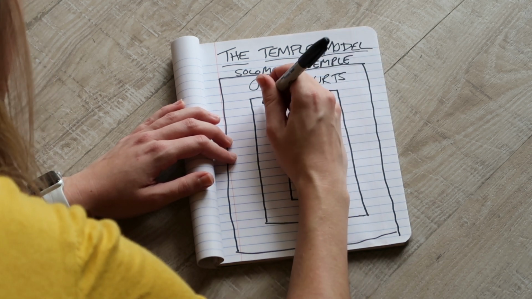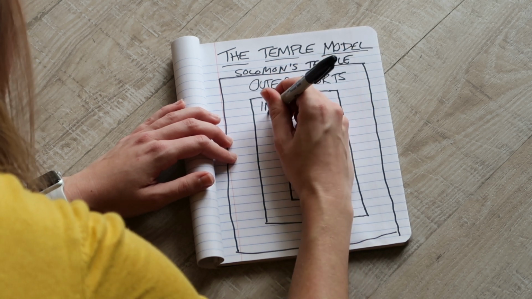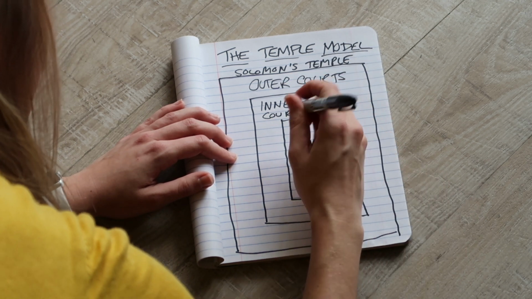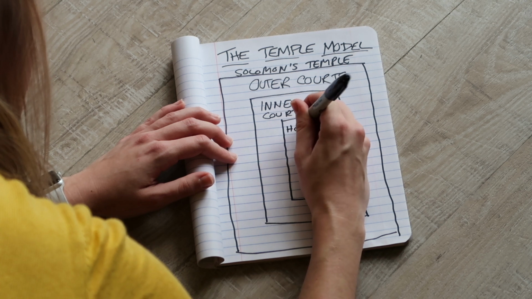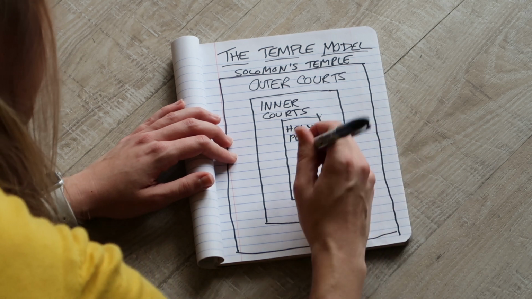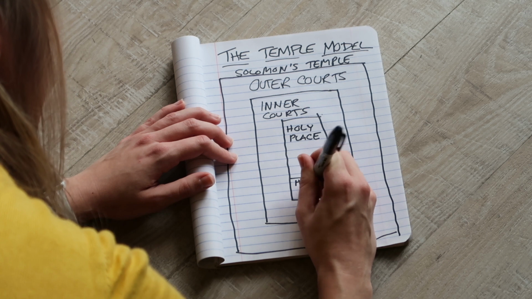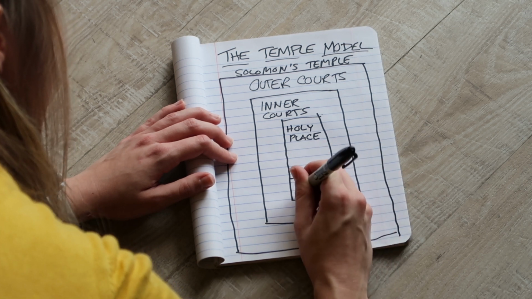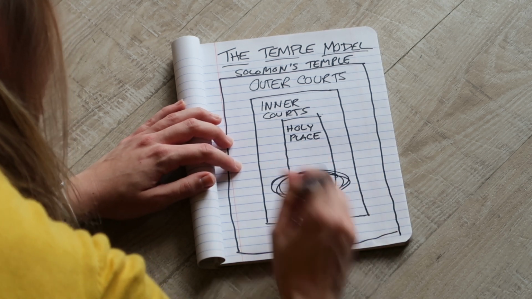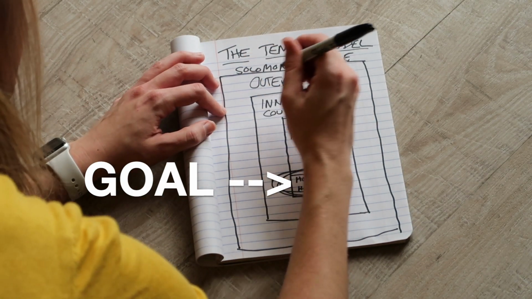And the second court is what we would call the inner courts. Pretty self-explanatory as well. Then as you move deeper into the temple, there was a place called the holy place. Now, the holy place was reserved for priests only. And within the holy place was the final part of the temple, behind a veil, called the Holy of Holies. This place was where they kept the Ark of the Covenant, and this was also where the presence of God was said to dwell. So this is basically our analogy to worship leading. Our goal is the presence of God at the center.